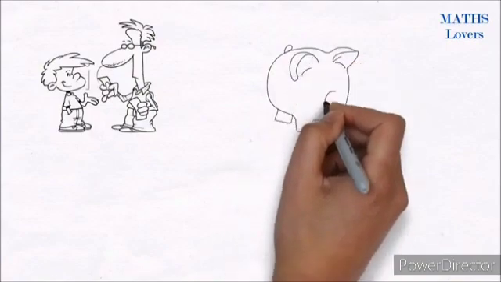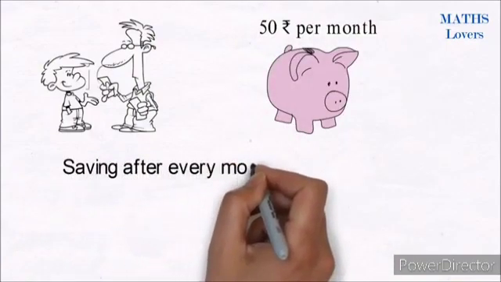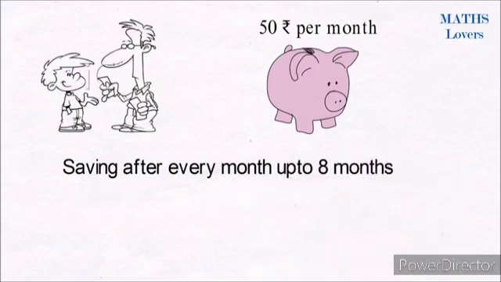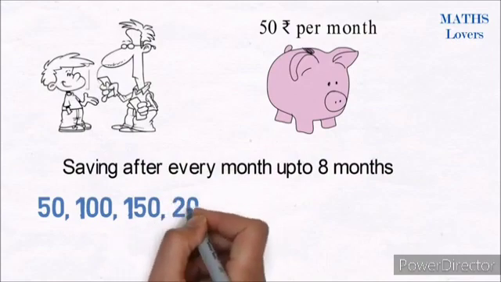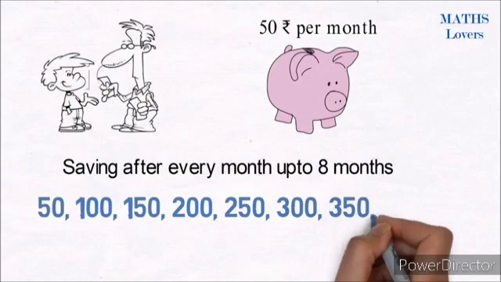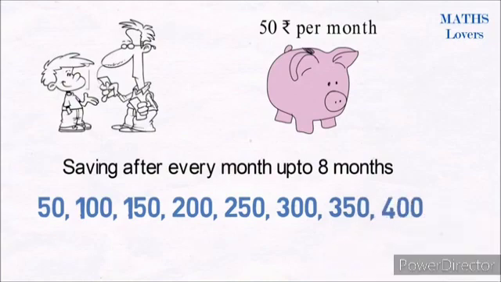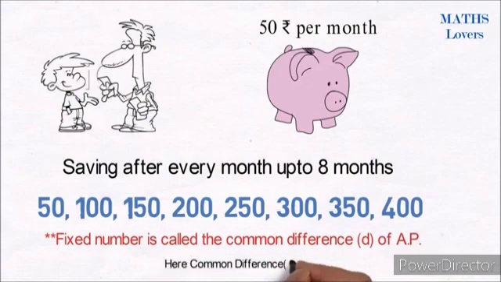Now, let us take one daily example. If your father is giving pocket money every month and you are saving 50 each month, then what is the total saving after 8 months? Yes, you can add. 50 is the first month saving and then you add 50 to the next month, you will get a sequence like this. The fixed number is called the common difference of the AP. Here which is the fixed term? That is 50 rupees. Understand?